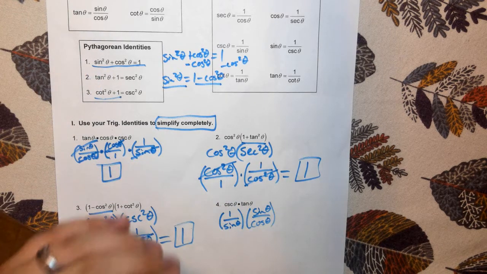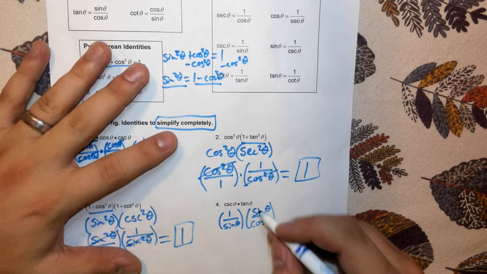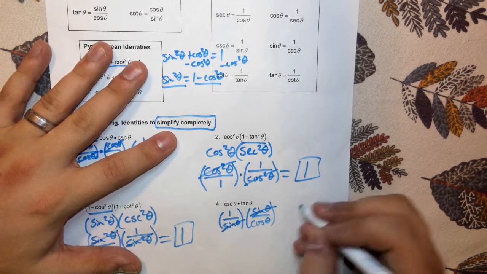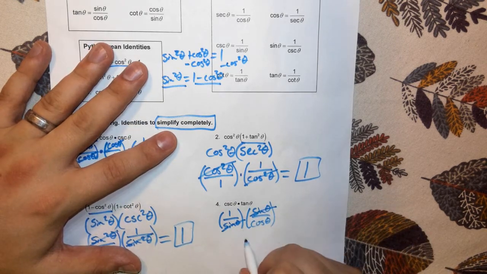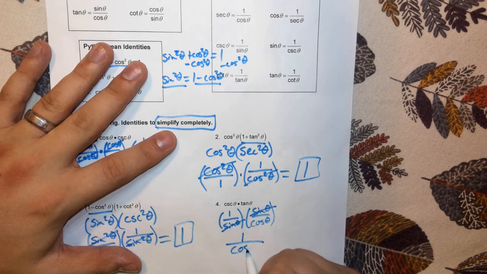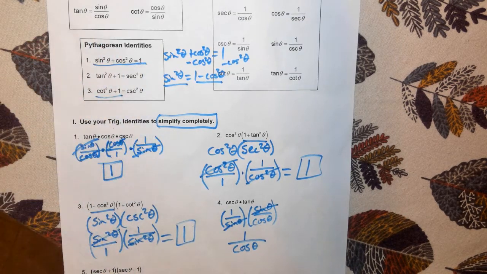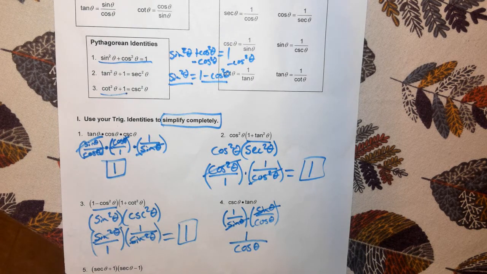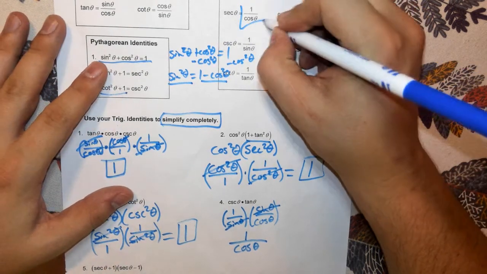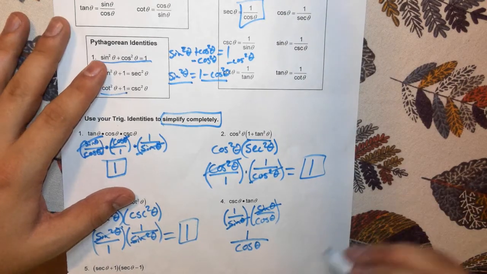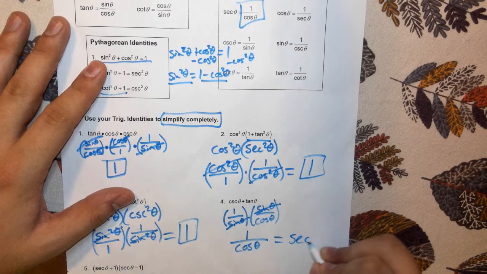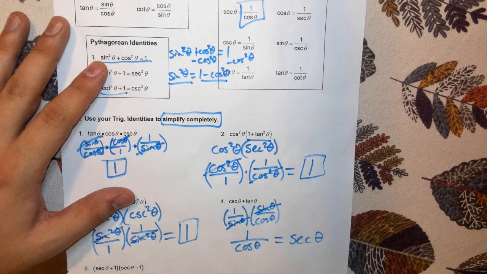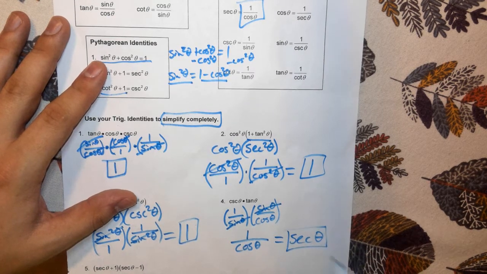Let's see what we can cancel. I've got a sine on top and a sine on bottom. Those are gone. What's left is 1 over cosine theta. 1 over cosine looks pretty simple, but I can actually make it even simpler. What's 1 over cosine? Secant. So this is just secant theta. There you go. Can't get any simpler than that.